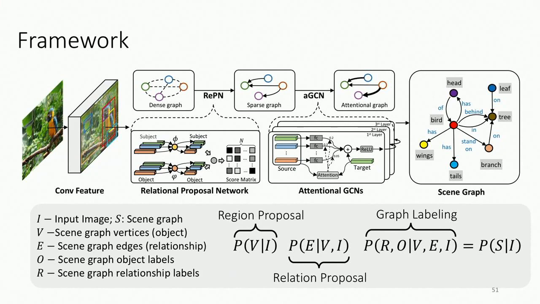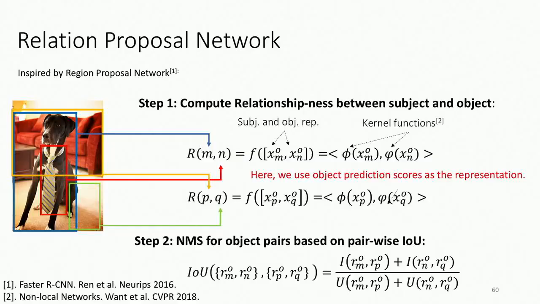And we can factorize the whole objective function into three parts. For the region proposal network, given an image, it extracts the vertices for the scene graph. And for the relation proposal network, it is given the image and also the vertices, and it extracts the edges for the graph. And finally, given the image, the vertices and the edges, we perform the graph labeling to get the final result. And that's the scene graph. So let's briefly introduce each of the modules.